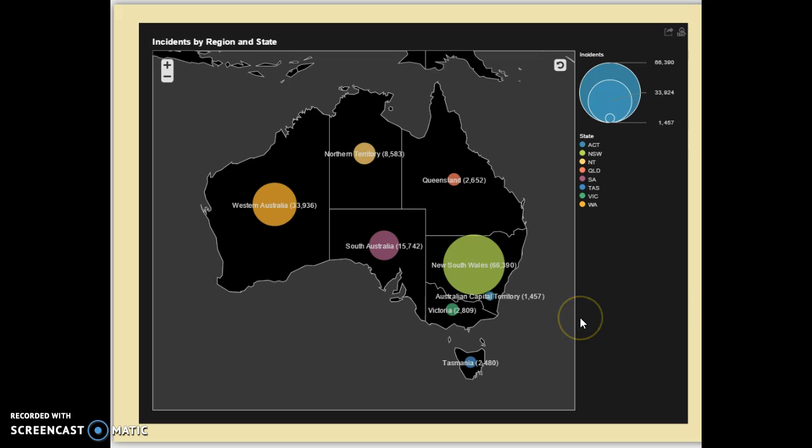First of all, we decided to do a state-wise breakdown of all the recorded incidents, where it was clearly evident that domestic violence is prevalent across all Australian states and territories. The most notorious one is clearly New South Wales.